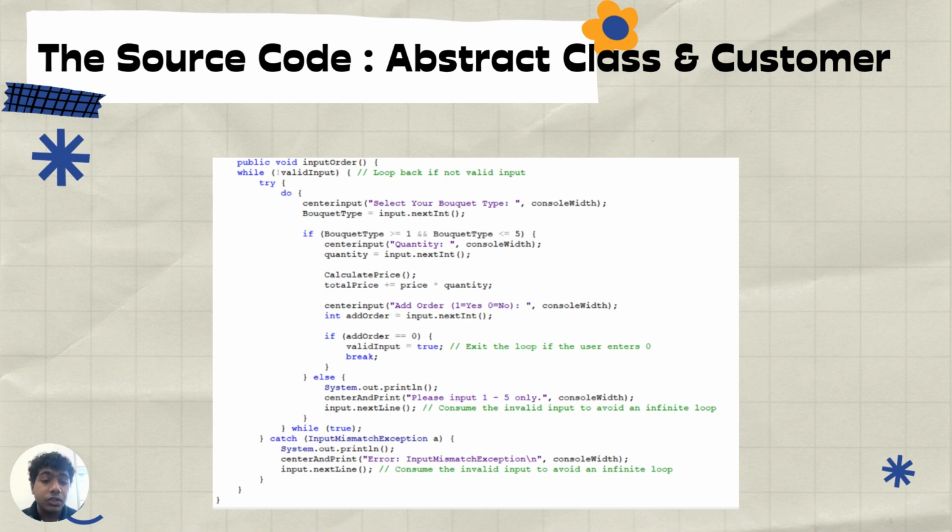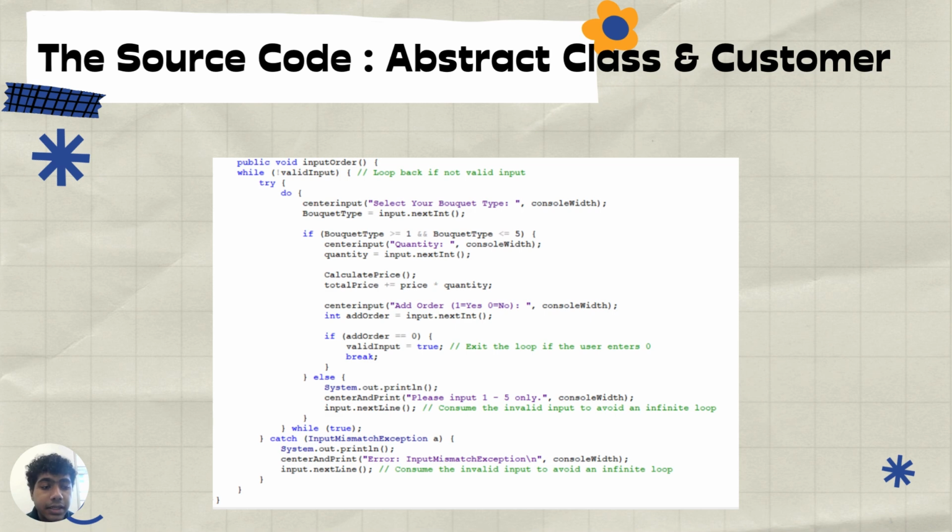And after that, it'll ask the user if they want to redo the order. If they want to reorder, that means pick a different type of bouquet and a different quantity. And so you can see that we already declared add order, and this is like a true or false decision. So 0 for true and 1 for false.